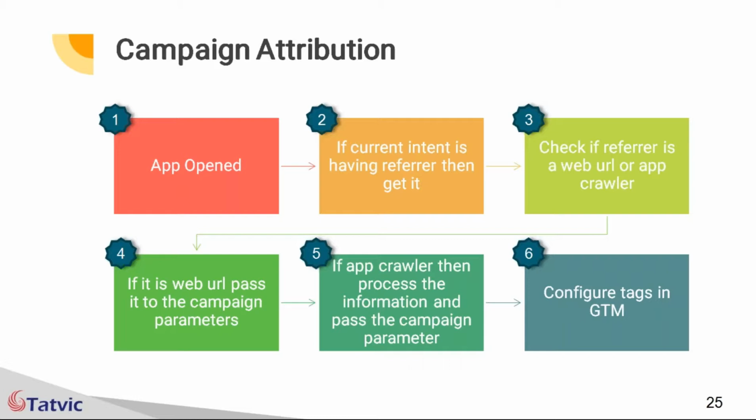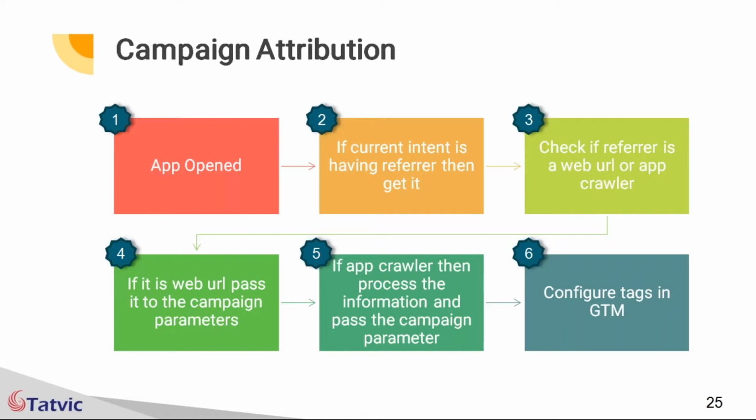If the app is open, let's say the user has opened the app, you need to check whether the intent has any referral or not. If I'm a user opening the application from a deep link, there might be a referral available with my deep link, and the application will receive that referral. So I need to check that referral and get it back from that URL.